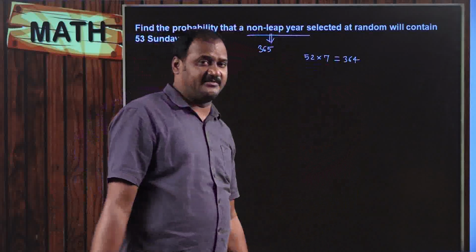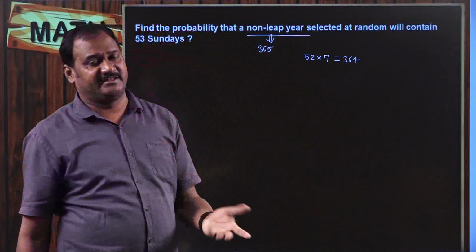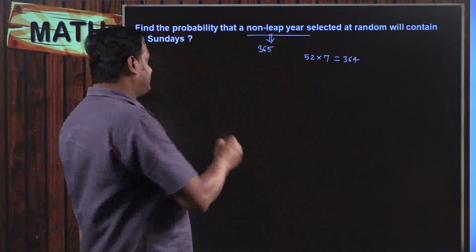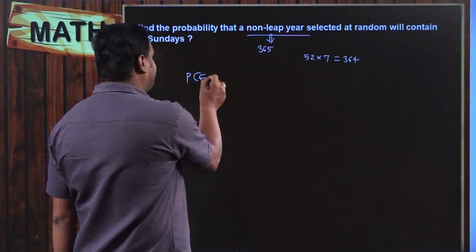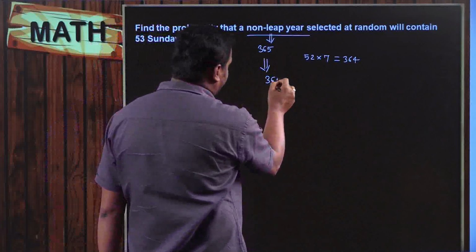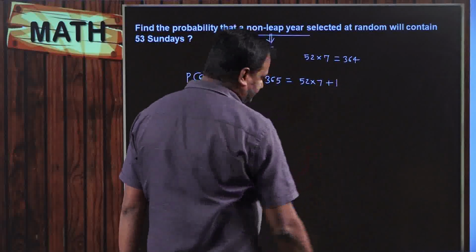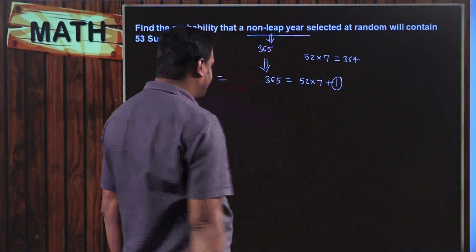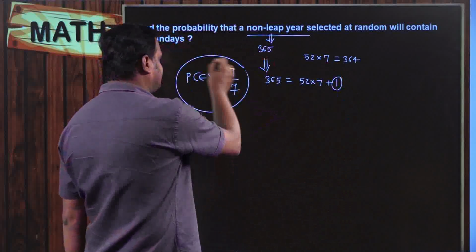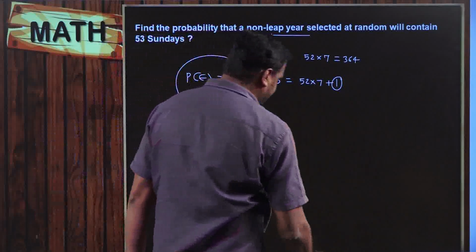So that 1 day can be either Sunday or Monday or Tuesday or Wednesday or Thursday or Friday or Saturday. Again, there are 7 possible outcomes. So you can write 365 as 52 into 7 plus 1. We are talking about only this 1 day. Therefore, the probability of getting this event is 1 out of 7. As simple as that. So moving on to the next problem.